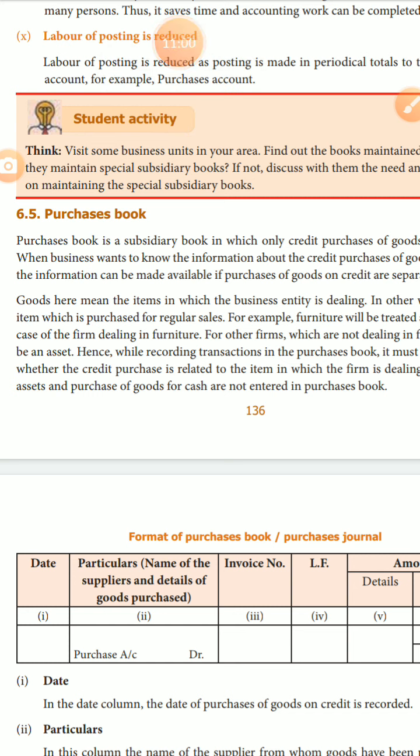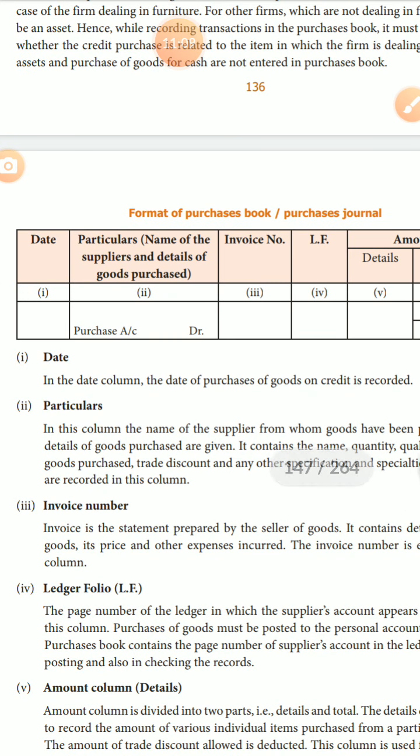Okay, next the format of the purchase book. I explain first, date. Next, particulars. In this column the name of the suppliers from whom goods have been purchased and details of goods purchased are given. It contains the name, quality, quantity, and rate of the goods purchased, trade discounts, and any other specifications and specialities of goods are recorded in this column.